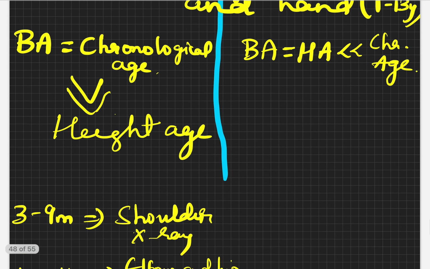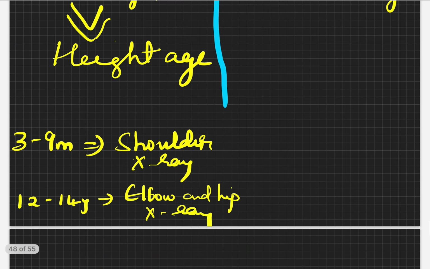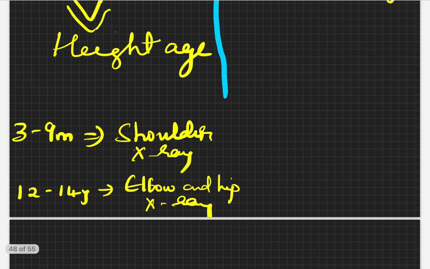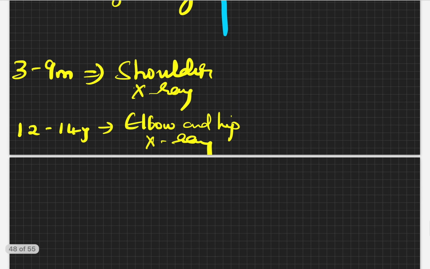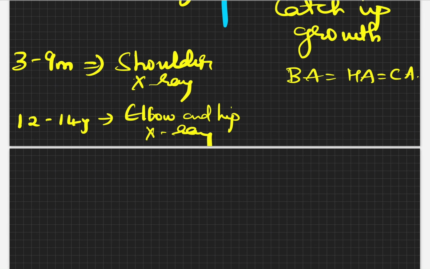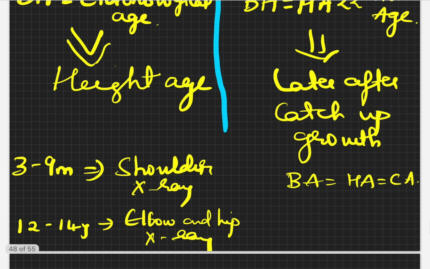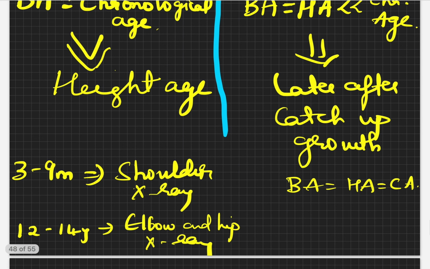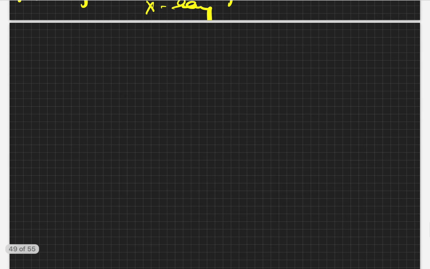This is how we differentiate physiological short stature. It is very important to differentiate between familial short stature and CDGP, that is constitutional delay in growth and puberty. Physiological cause is one of the most common causes of short stature. Later catch-up growth occurs. Bone age, height age and chronological age will be the same in constitutional delay in growth and puberty.